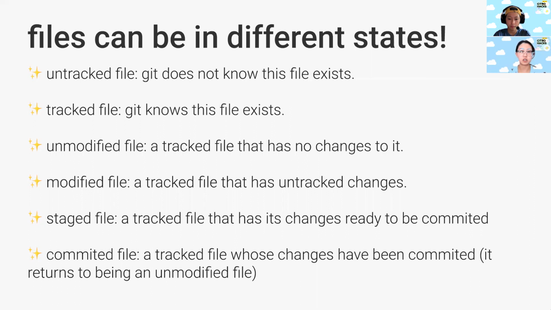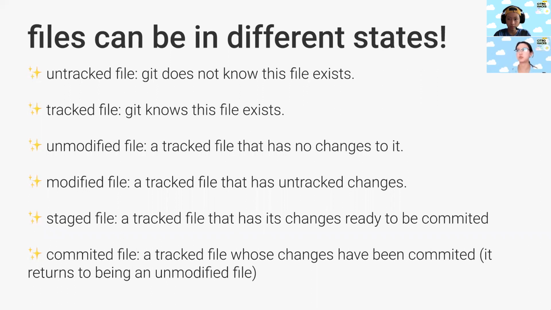After a file is tracked, it can be modified or unmodified. An unmodified file is just a tracked file that has no changes. When Git tracks a file, it keeps records of it, and if a file doesn't look any different from when Git previously saw it, then it will be an unmodified file. But if you decide to change the file and you haven't told Git, Git will be like, hey, this file's been modified.